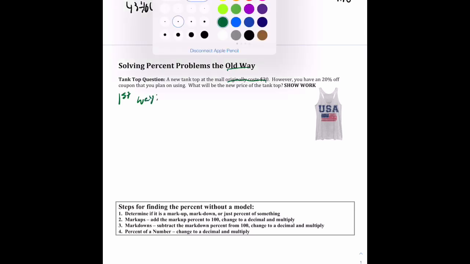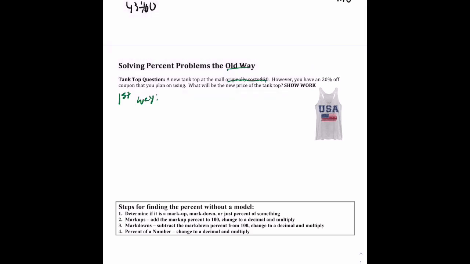Here's the first way. We've done this before. You guys are probably already doing it. You can go ahead and do it along with me, or even pause it if you want. But this is how we would do this last week.